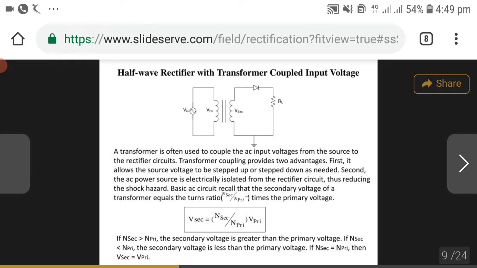Basic AC circuit recall: the secondary voltage of a transformer equals the turns ratio, N secondary upon N primary, times the primary voltage.